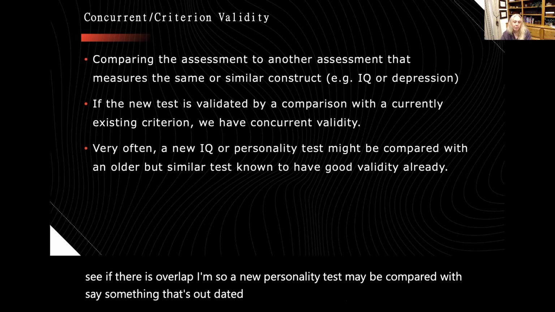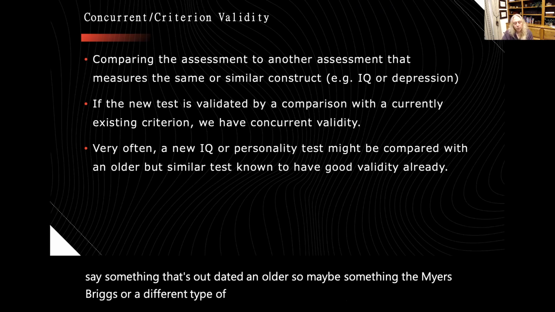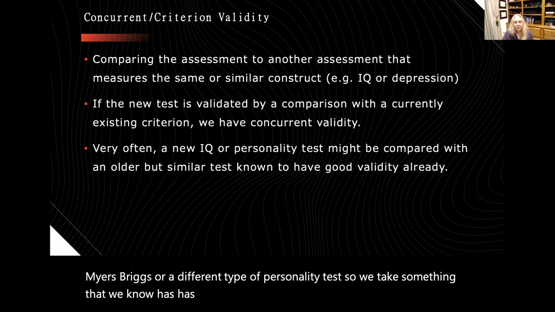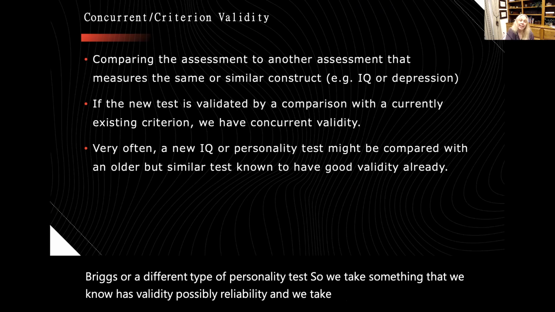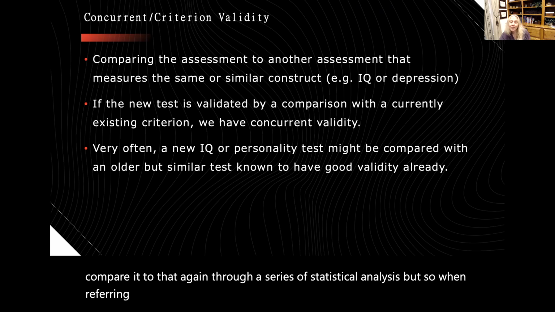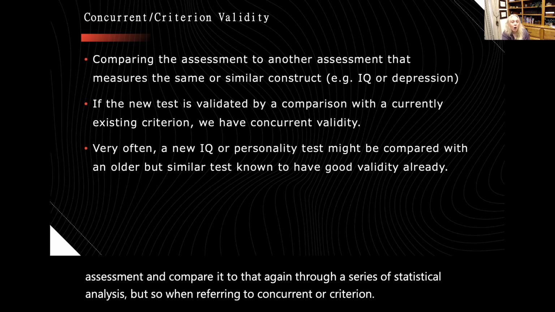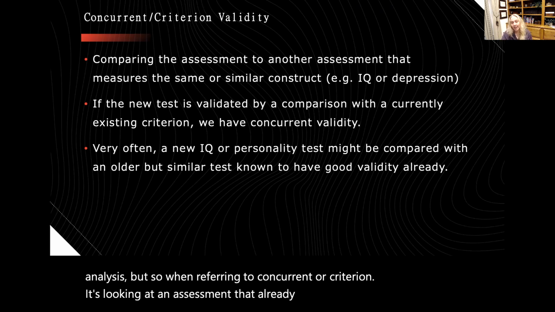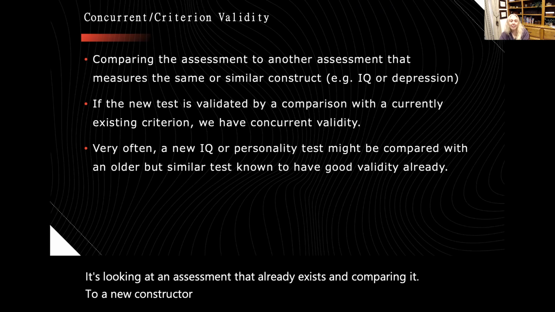So maybe something like Myers-Briggs or a different type of personality test. We take something that we know has validity, possibly reliability, and we take the new assessment and compare it to that through a series of statistical analyses. When referring to concurrent or criterion validity, it's looking at an assessment that already exists and comparing it to a new construct or a new assessment to see if there is some similarity there.